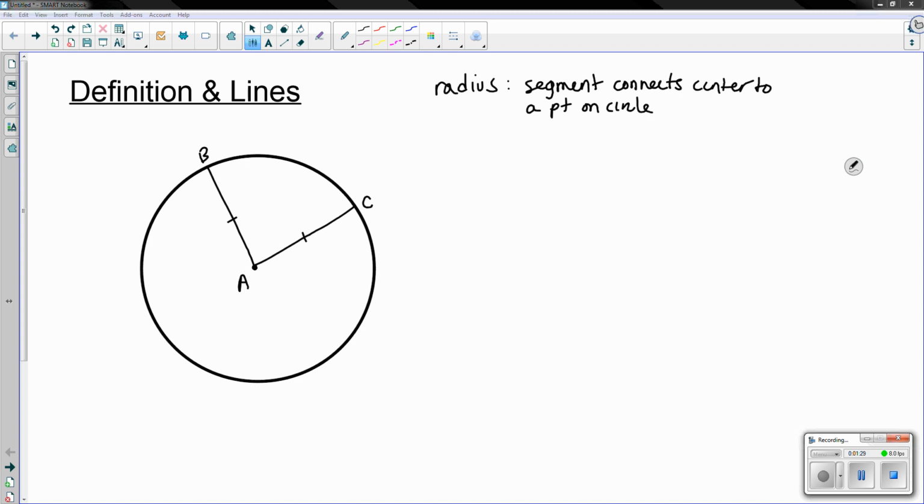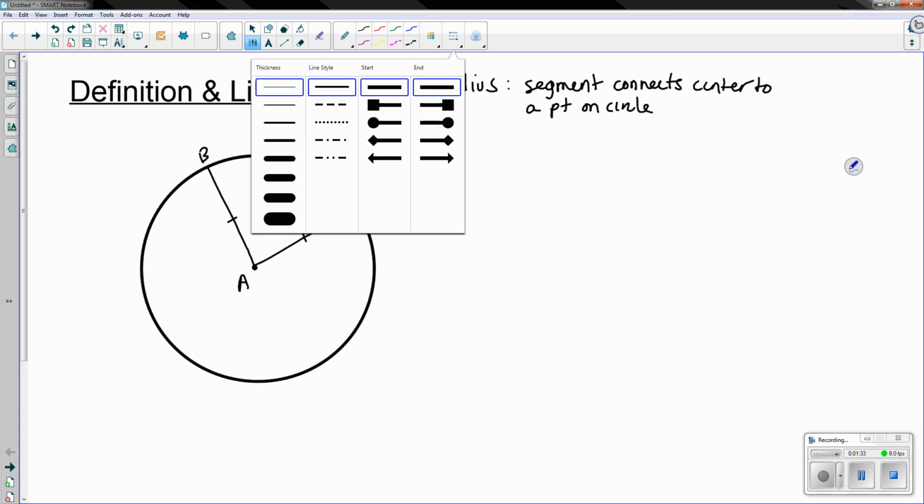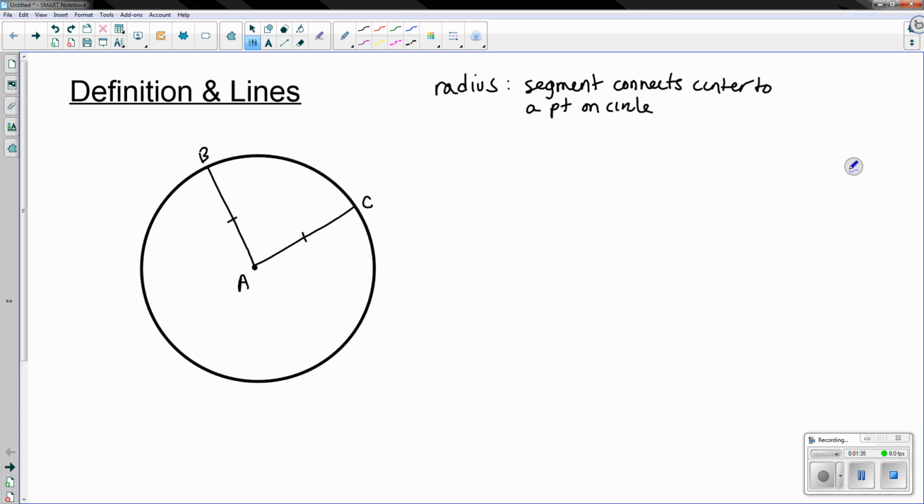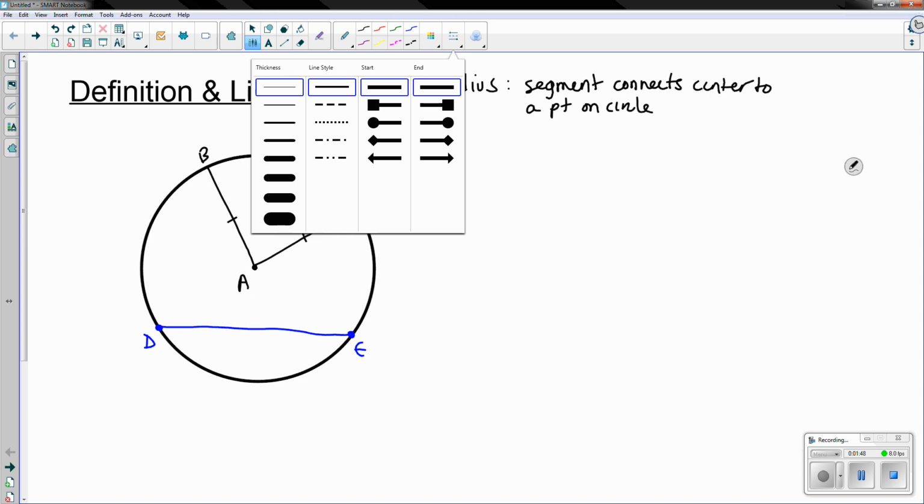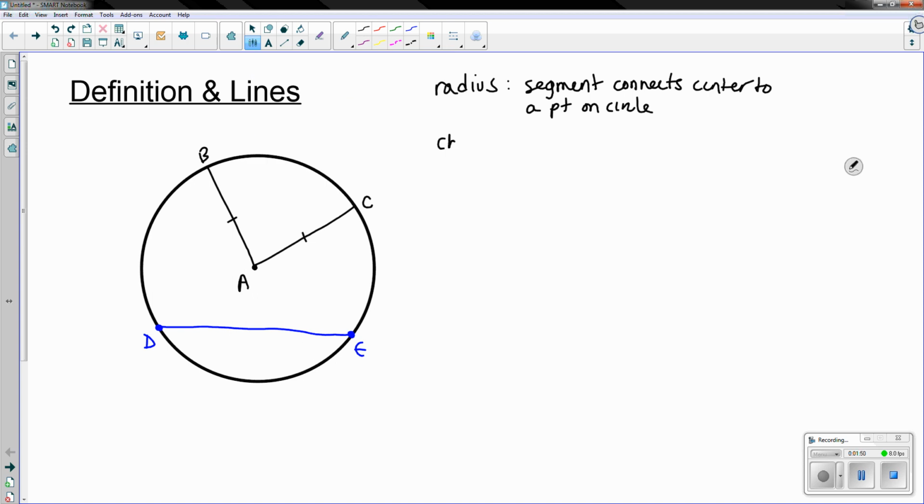Now, another type of line that's going to be involved with the circle would be a segment that connects any 2 points on the circle. So let's say I have D and E here. When I introduce a segment that connects those 2 points, that is what we call a chord. So a segment that connects any 2 points on the circle.